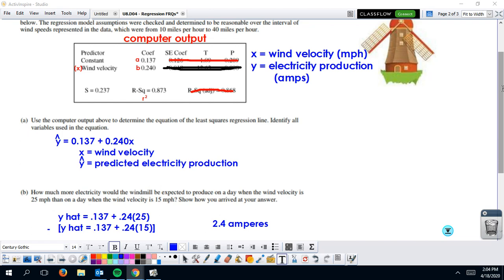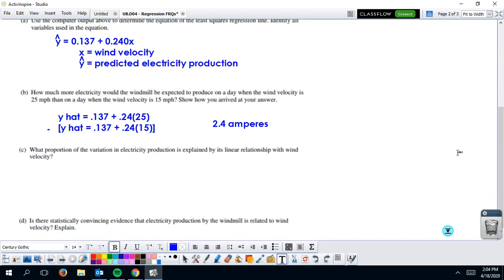All right, moving on. I only want to show you one more thing. C, what proportion of variation in electricity production is explained by its linear relationship with wind velocity? That is your R squared. You need to know that. The most important thing about what you learned before spring break is these interpretation flashcards. So that is R squared, and that's going to be 0.837. You can see it right there in the problem. It says R squared already. So that's an easy one to answer.